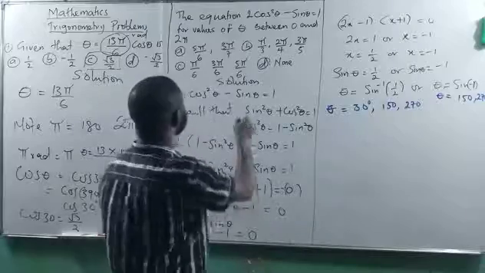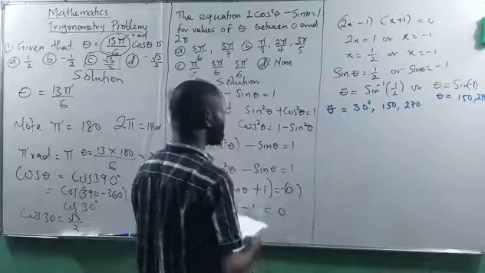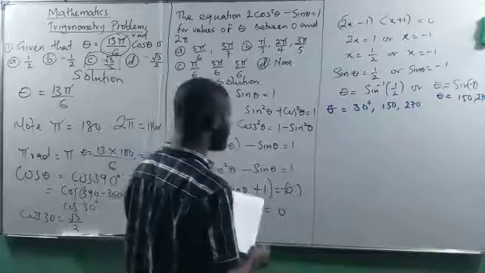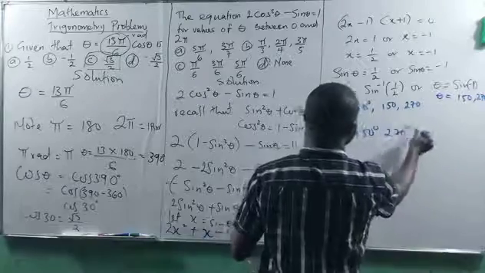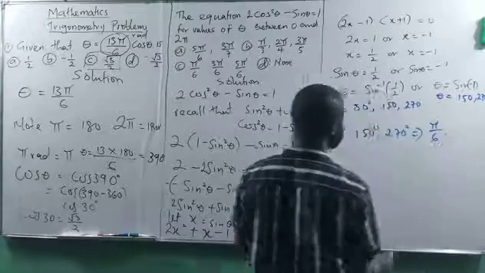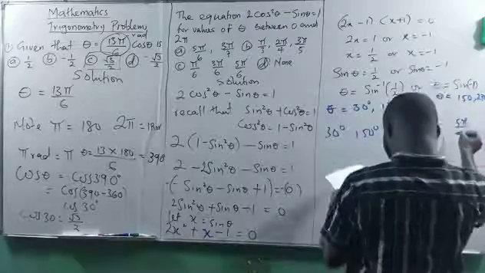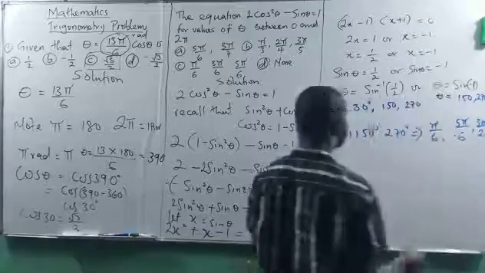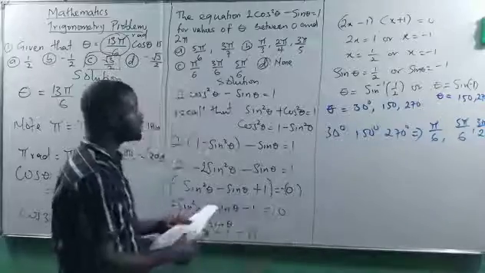Now I can take this to what I want. For my theta in this case, it means 30 degrees, 150 degrees, and 270 degrees. It implies pi over 6, 150 will be 5 pi over 6, and the last one will be 3 pi over 2. That is all you need to know here.